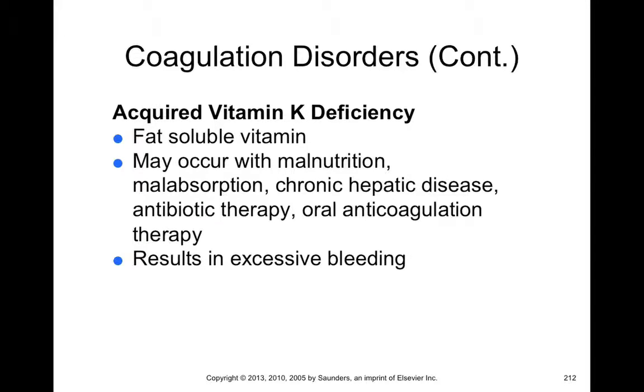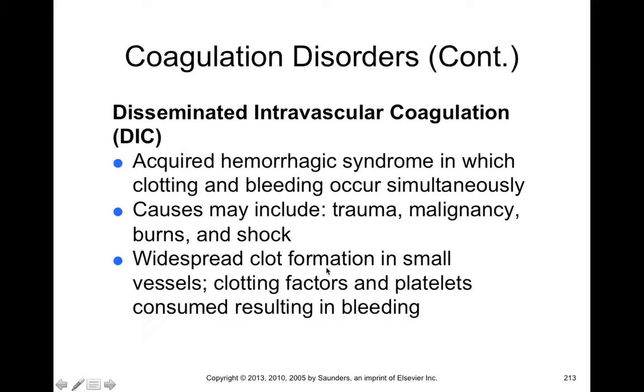So we know that vitamin K is a fat-soluble vitamin, so it's normally stored in excess in your body. But if you have vitamin K deficiency, this can be due to malnutrition, malabsorption, or chronic hepatic disease. And because vitamin K is an important aspect of the clotting cascade, lack of vitamin K will result in excessive bleeding. So it's important for individuals to have enough vitamin K in their diet over the course of a long period of time. That way they can actually form a normal blood clot.